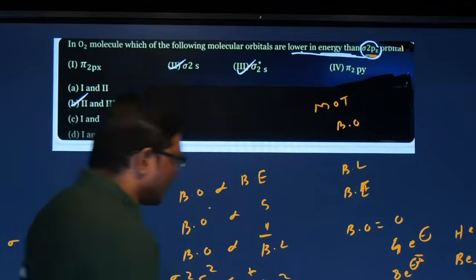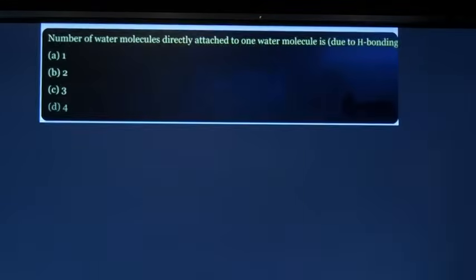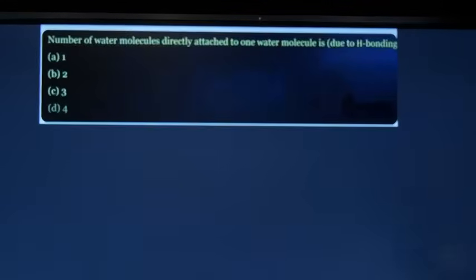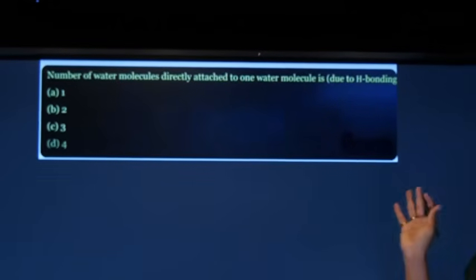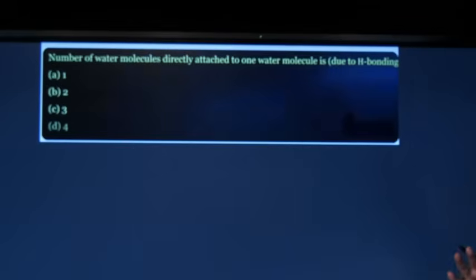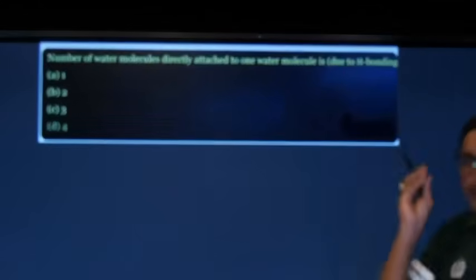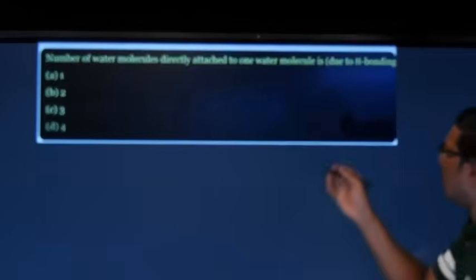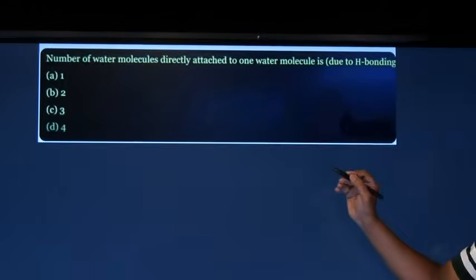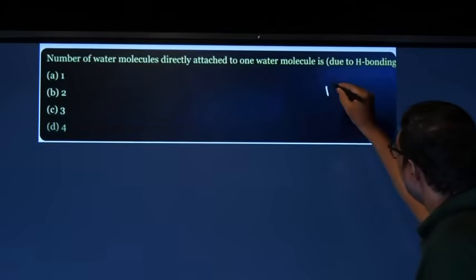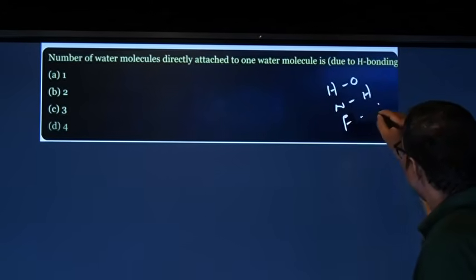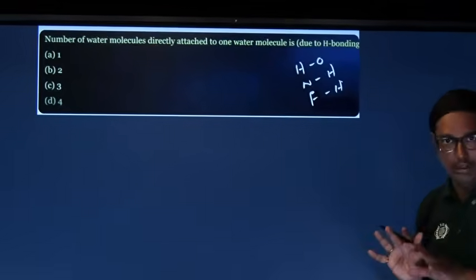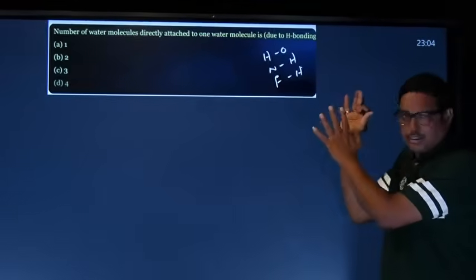Now the next question: the number of water molecules directly attached to one water molecule is... yes, this question is most important. In your chemical bonding chapter, this is based on hydrogen bonding. What is meant by hydrogen bonding? A simple trick to identify hydrogen bonding: if any molecule has an OH bond, NH bond, or FH bond, you can call the bonding hydrogen bonding. In the syllabus, hydrogen bonding means only these three.